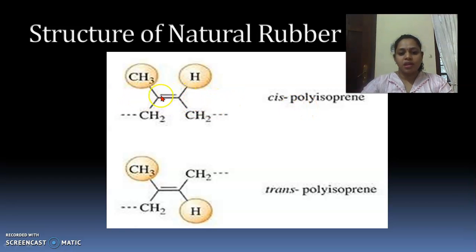Why do we call this a cis? Because we have got the similar groups. This is a plane of symmetry. So we have got the similar groups on the same side. So this is known as a cis polyisoprene.